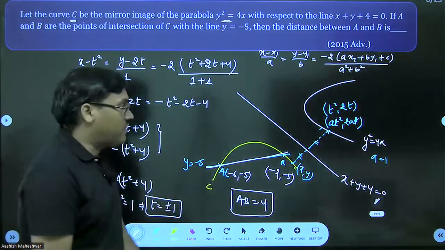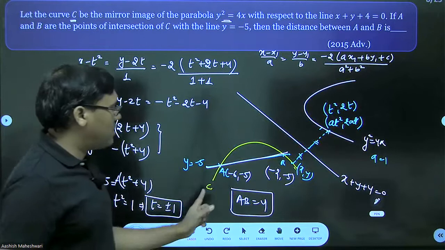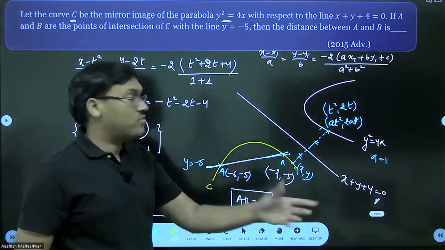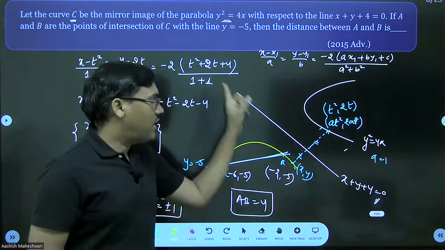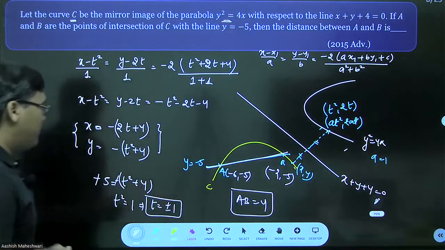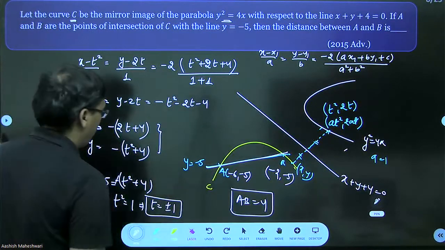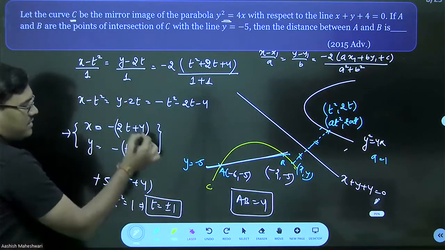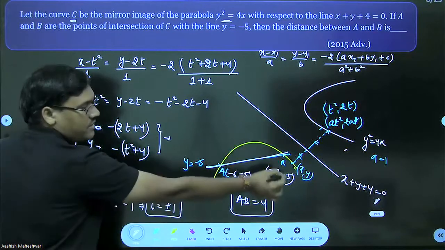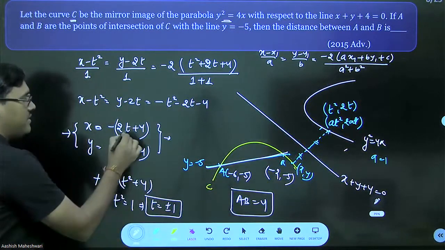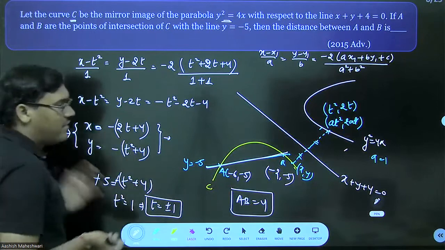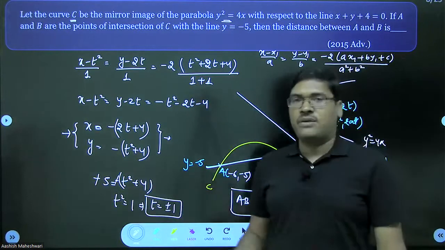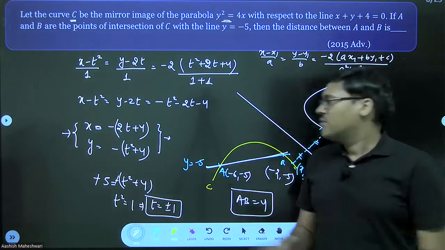Now the question can be modified. The question could also be: what is the equation of this curve C, the mirror image of the curve y square equal to 4x about this line? For that, what will you do? If the question is to find the equation of curve C, look at the relation between x and y on this curve. This is the parametric equation of curve C. How will you get the Cartesian equation? Take t from here and put it in the other, eliminate t, and that will give you the equation of curve C. So the question can be modified in any way and asked in another form. Just remember this method.